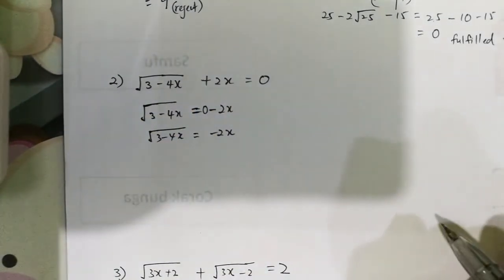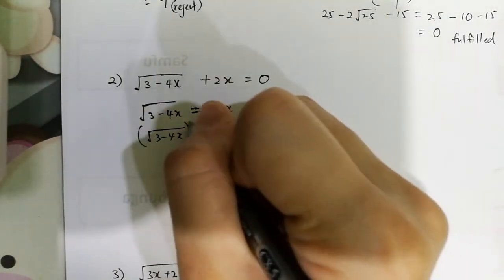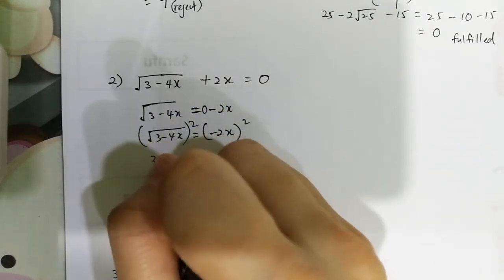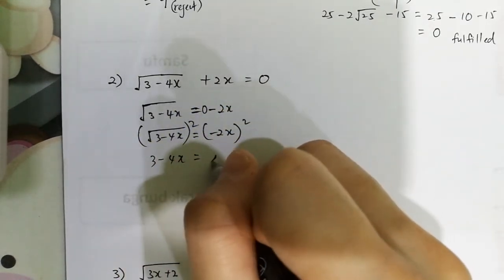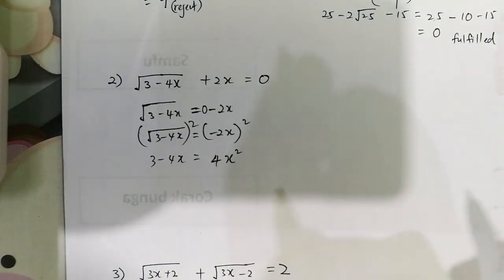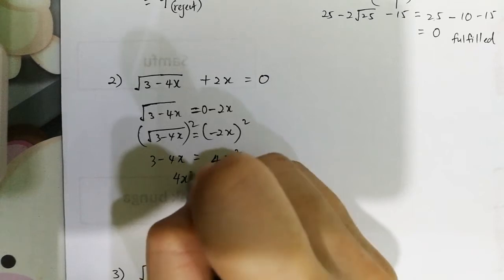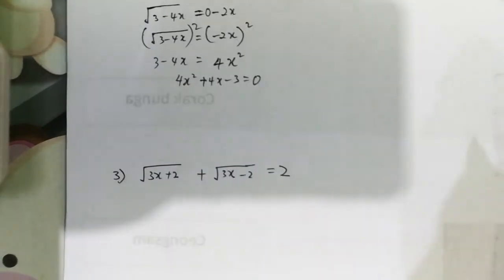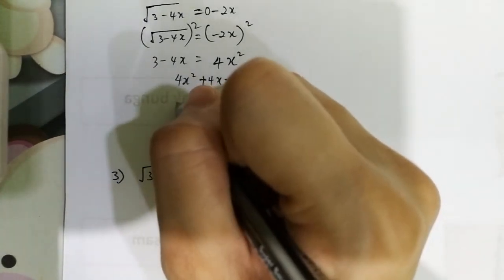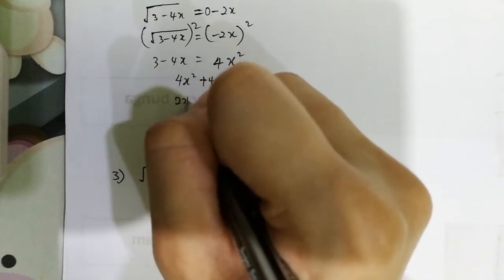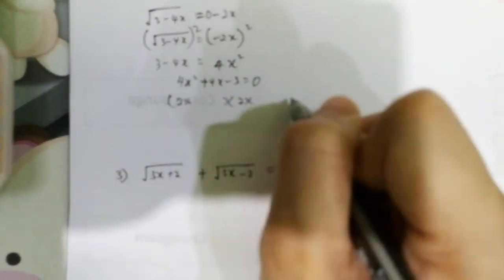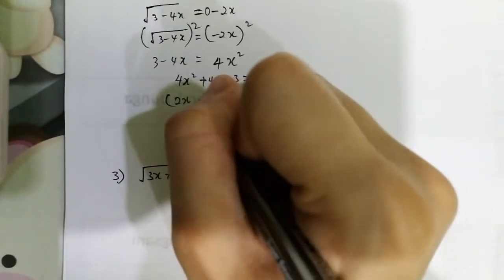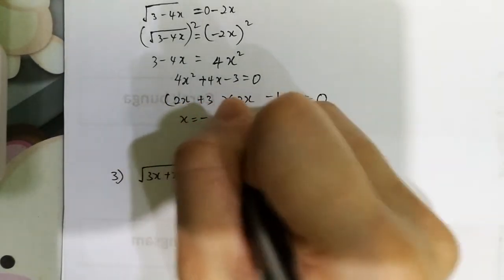So square both sides. I will get 3 minus 4x equals to 4x squared. Then bring it over: 4x squared plus 4x minus 3. Now do factorization. Yes, you can use your calculator also. Factorization, this is plus 3, minus 1. So you will get x equals negative 3 over 2, x equals 1 over 2.